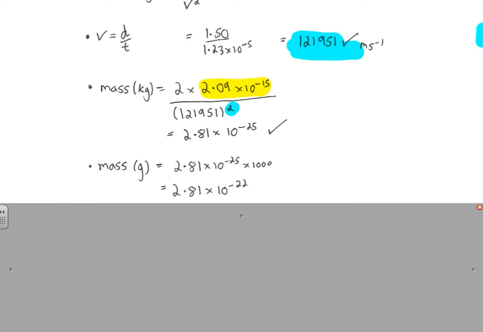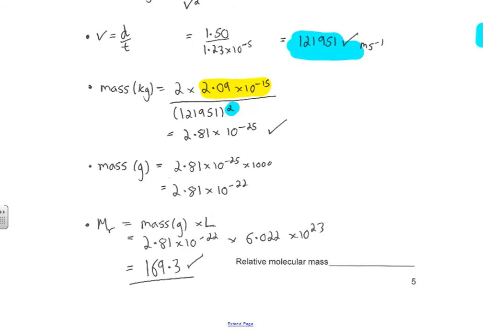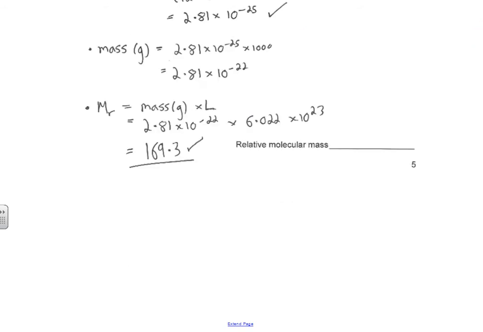And I want my mass of 1 mole, my MR, and that would be 6.022 times 10 to the 23 lots of this mass, because that is the number of ions or molecules you would have in 1 mole. So you can see in my final step there, that is what I'm doing. I'm taking my mass in grams, timesing it by Avogadro's number, and the answer here, 169.3 for my relative molecular mass. Now these last 2 steps, of course, you can do in which order you see fit.